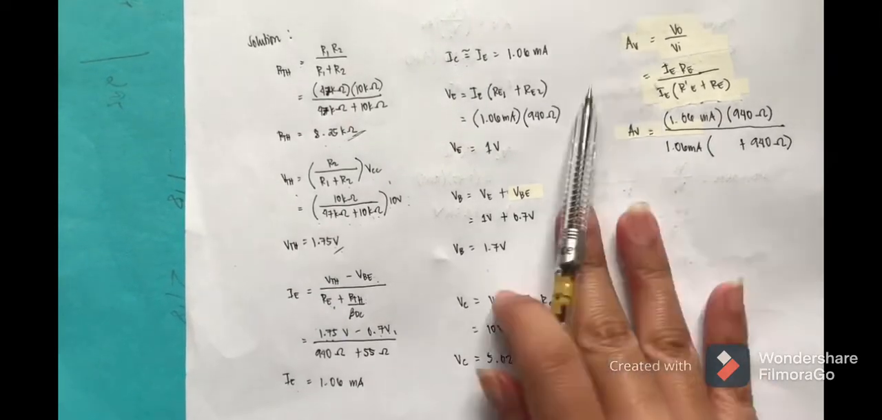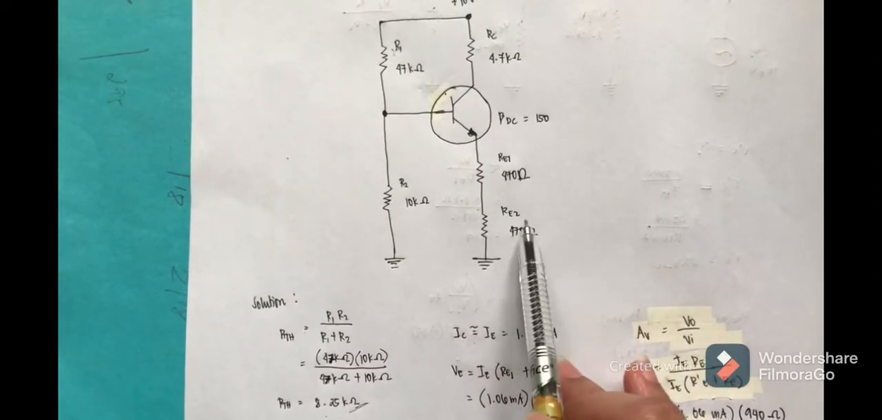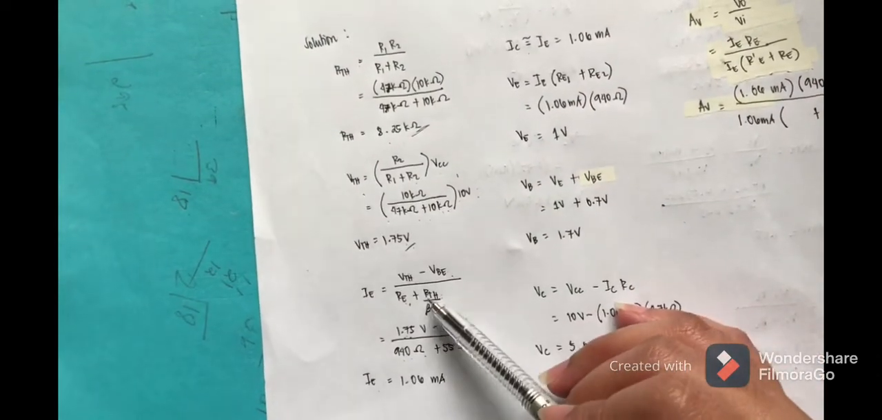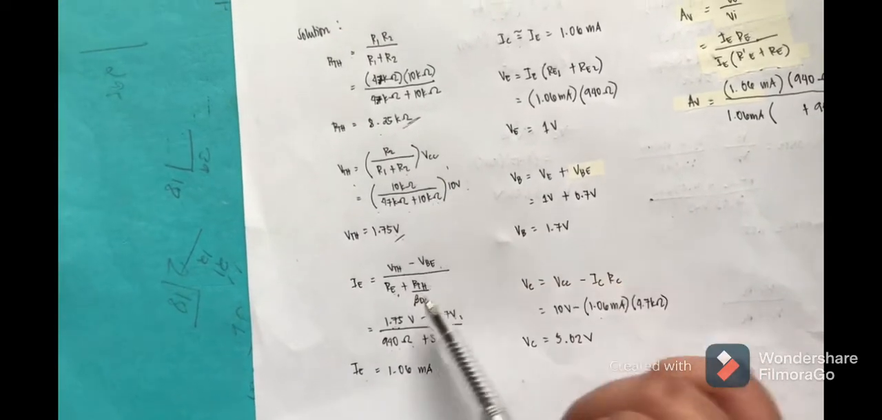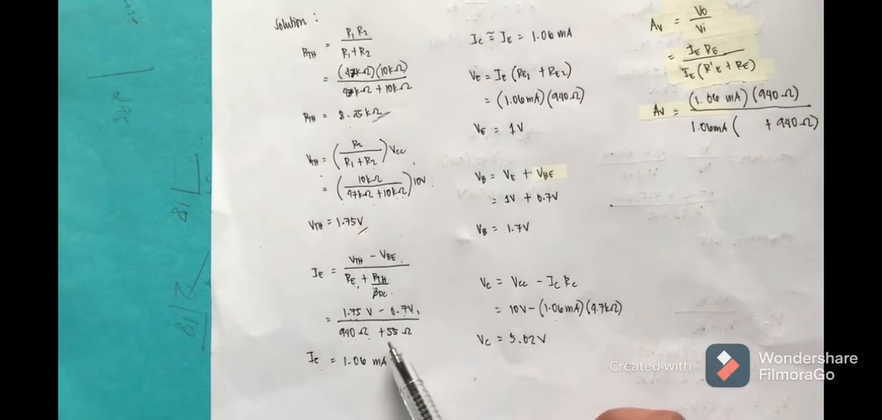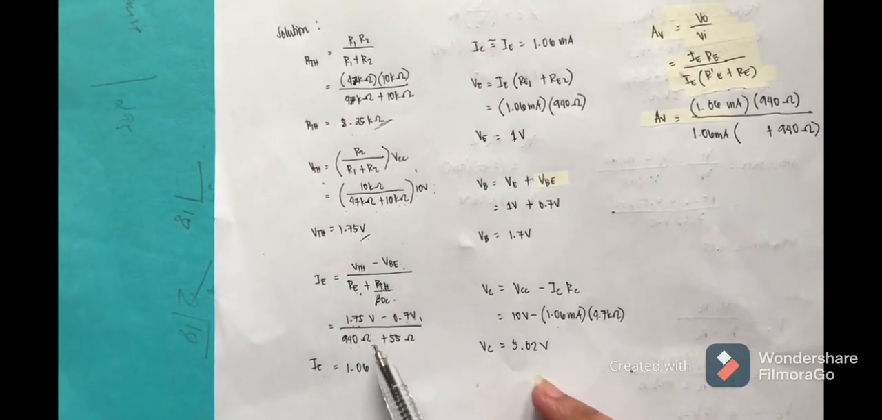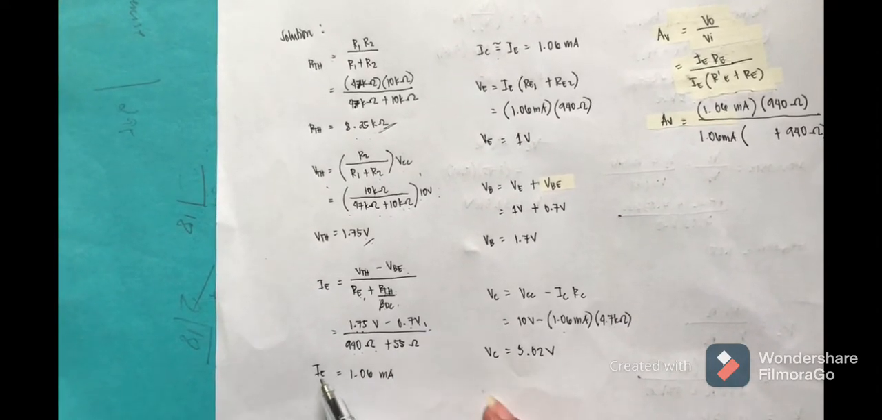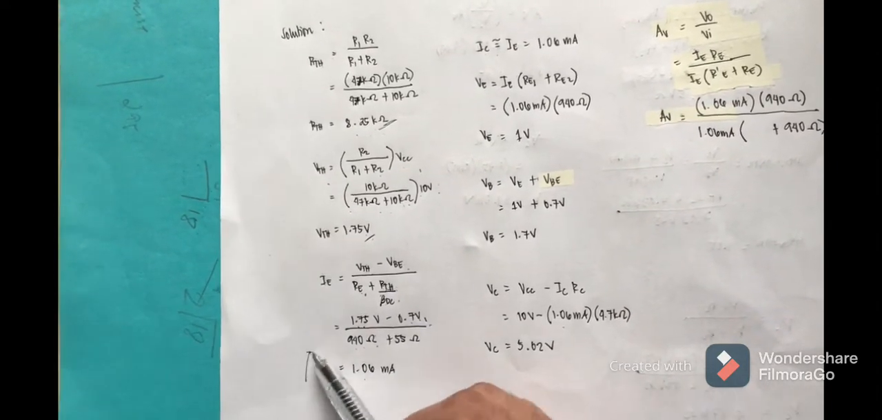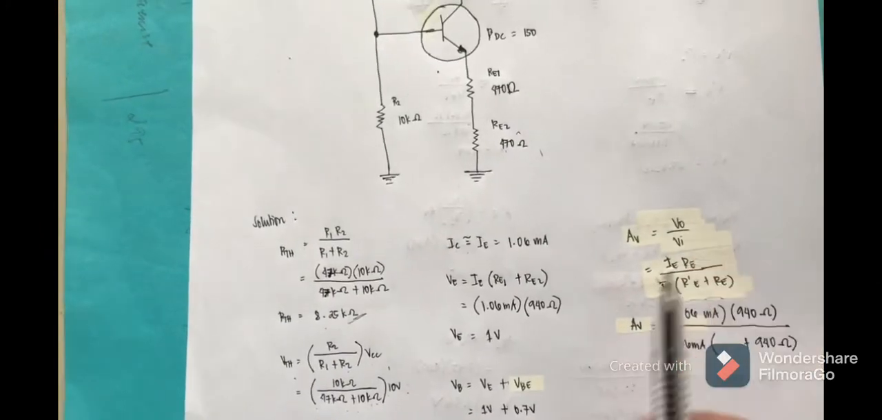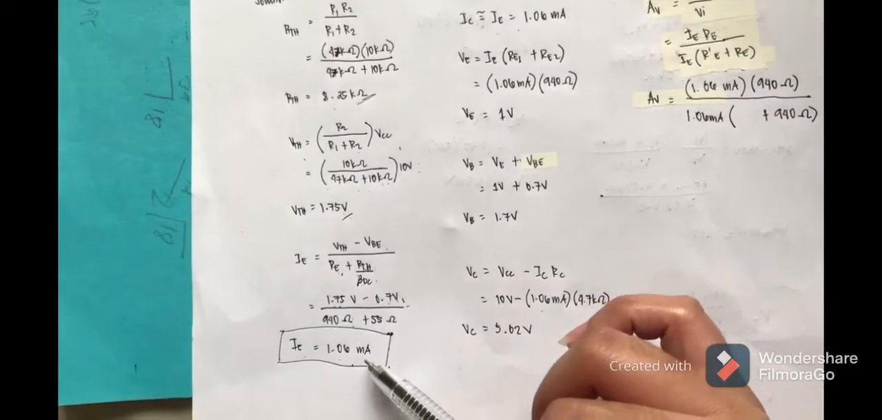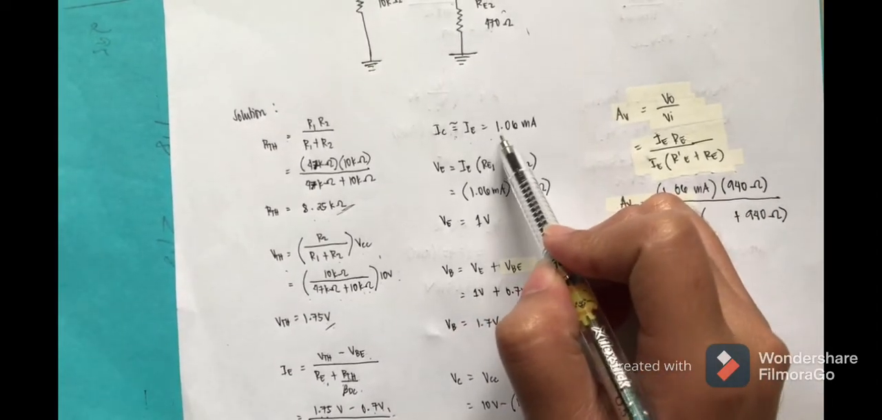Then RE, we added RE sub 1 plus RE sub 2, 470 plus 470, which is equal to 940 ohms. Then our RTH is 8.25 k ohms divided by beta DC, which is 150. So the answer for RTH divided by beta DC is 55 ohms. So 1.75 volts minus 0.7 volts over 940 ohms plus 55 ohms. So the answer for IE is 1.06 mA. So we assume that IC is equivalent to IE. So our IE is 1.06 mA, so our IC is 1.06 mA.